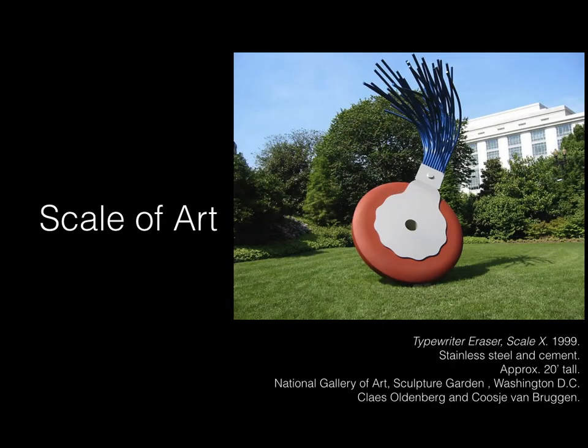All right, in contrast to that, this is something that's large. This is called Typewriter Eraser, Scale X. This is an outdoor sculptural piece by Claes Oldenburg and Coosje van Bruggen. We see this really large object, and we know it's large because we can see that building and that tree behind it. We're able to understand the size of it because we know that those are both very large things in proportion to us, at least, to our bodies.